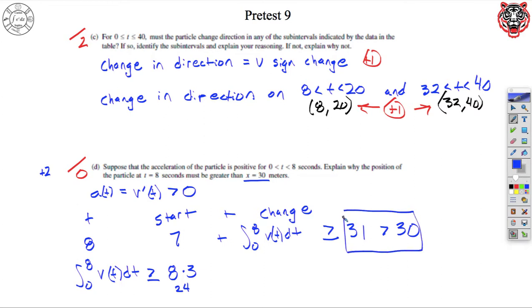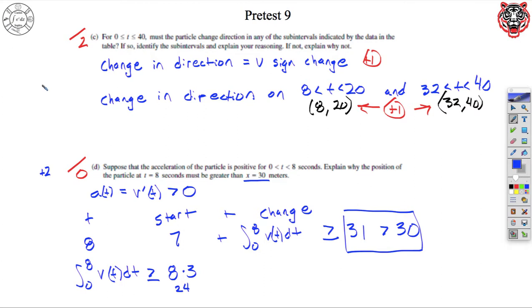Wait, so I actually kind of got it right, because I said that if the particle is moving at a constant velocity, its position at t equals 8 would be x equals 24. So if its position is greater than 30, then that must mean it accelerated in the positive direction. So I got the part about 8 times 3, but then I didn't add the initial position.